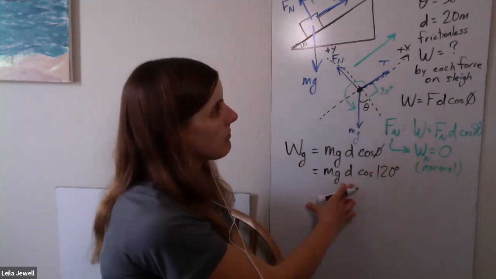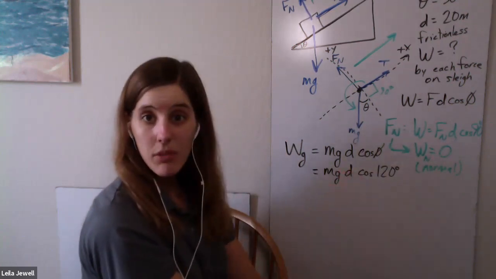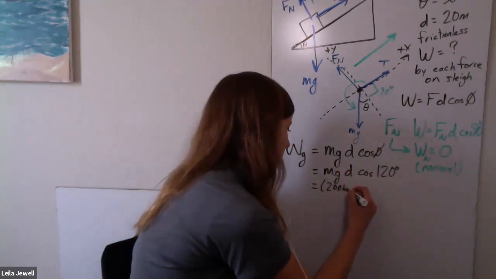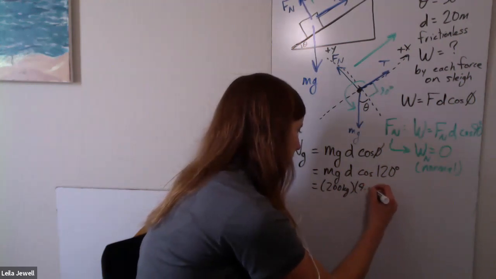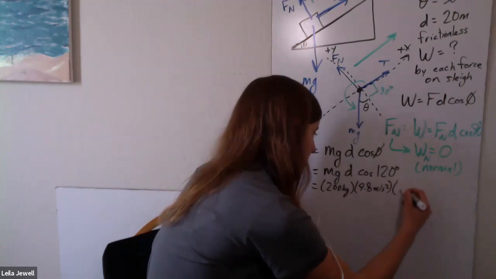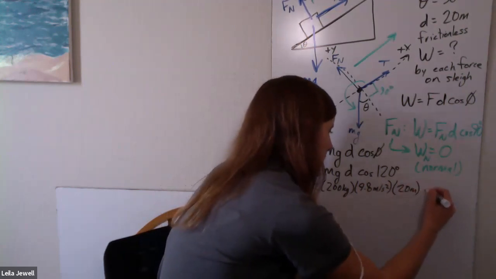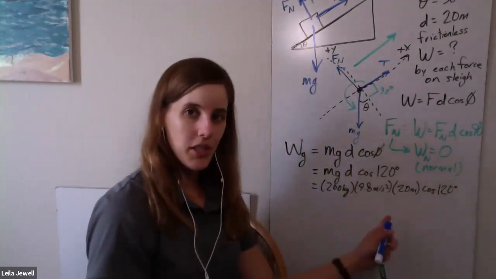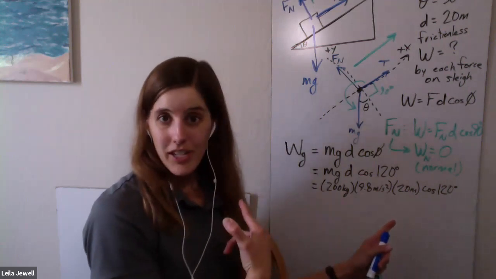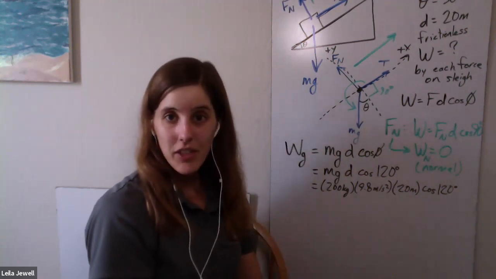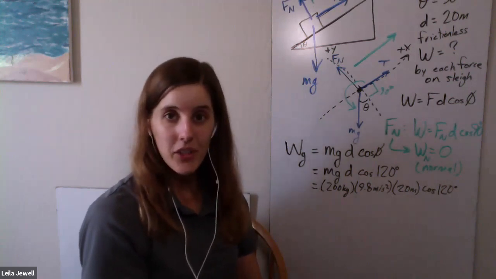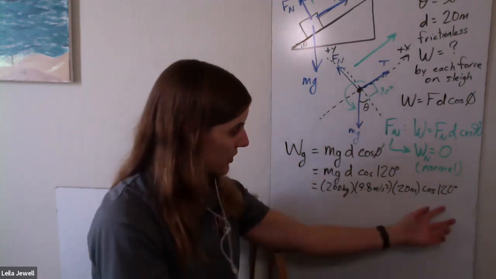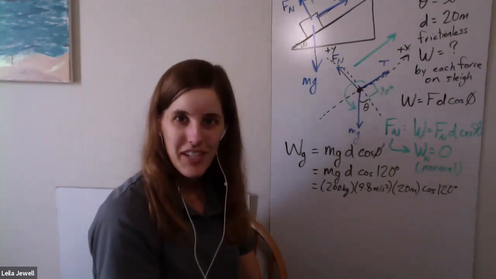And notice the m and the d and g are all things we know, so we can actually plug in numbers here. So let's take this one step further. So 200 kilograms times g, 9.8 meters per second squared, times the displacement now of 20 meters times cosine of 120 degrees. And notice when we take cosine of 120 degrees, that's something greater than 90, and so that will always give us a negative. That's why it doesn't matter if we use 240 or 120. Either way, it's going to be angled away from the positive direction.